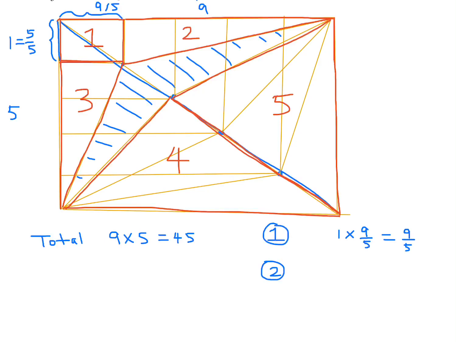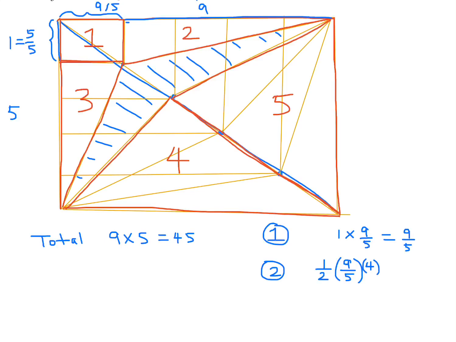Now let's do the area of 2. Well, this is a triangle, so it would be 1/2 base times height. The base from here to here is 9 over 5, divided by 5 times 4.